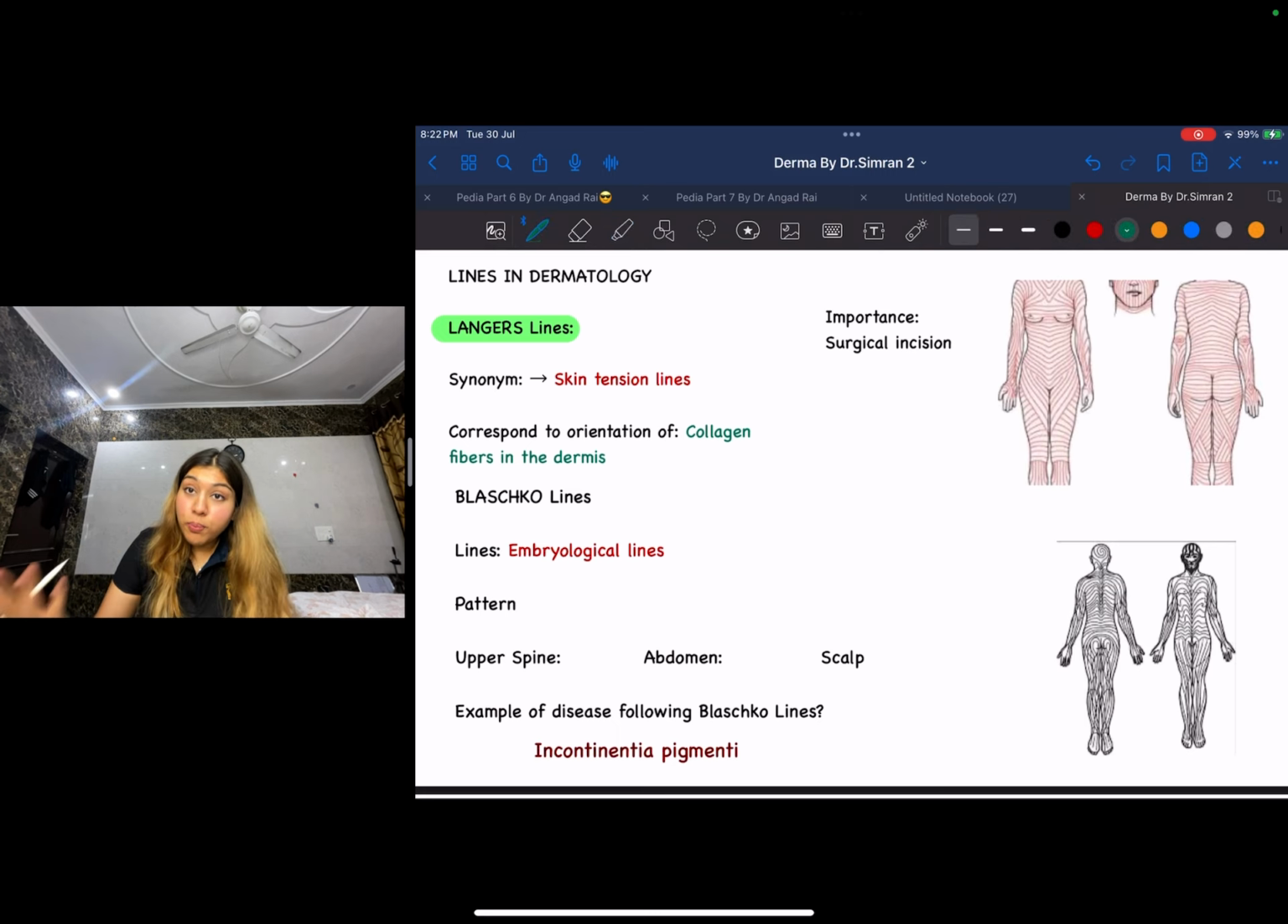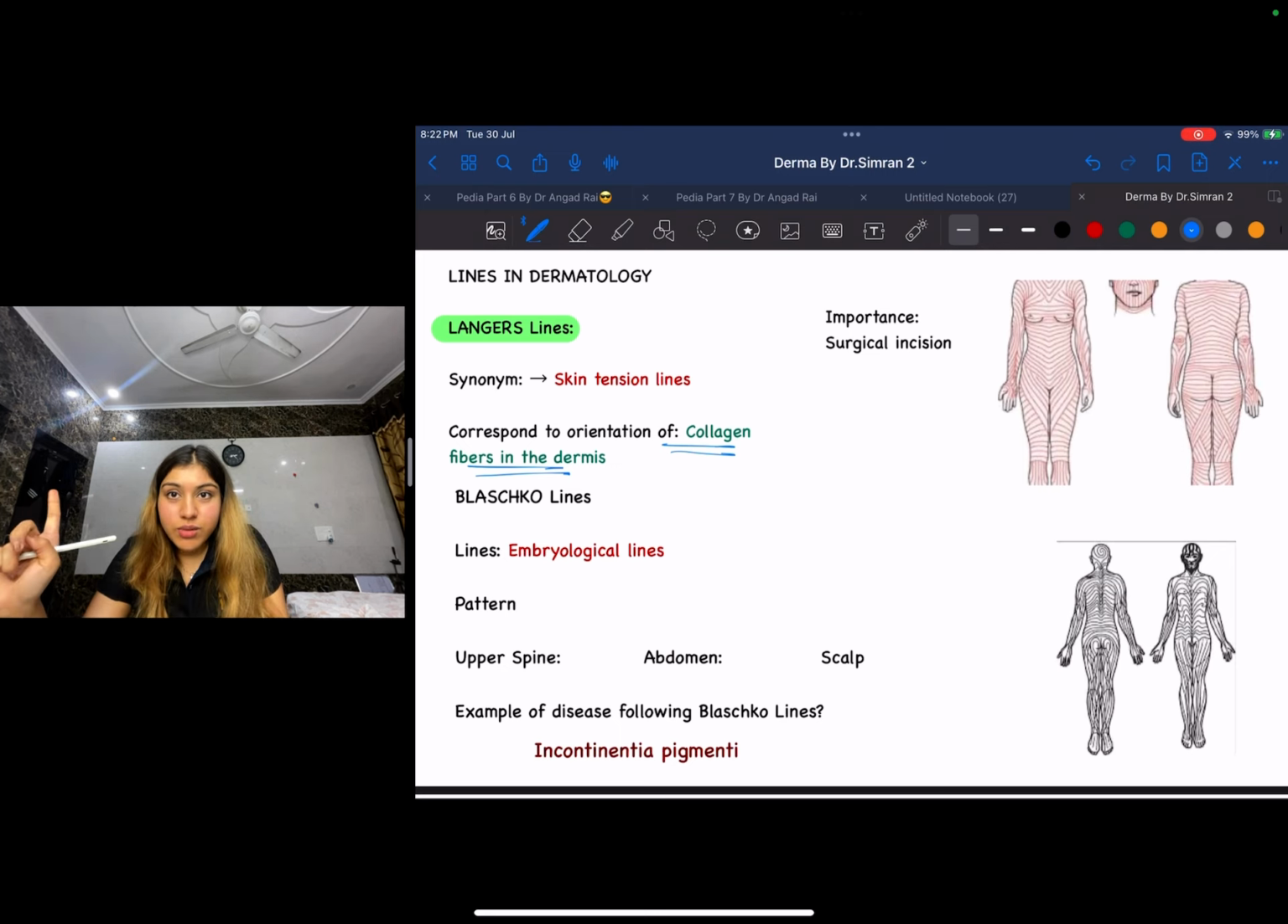What does it correspond to? It corresponds to the orientation of our collagen fibers in the dermis, right? We already know 70% of our dermis is made up of our collagen fibers. What does it help in? It helps in tensile strength.